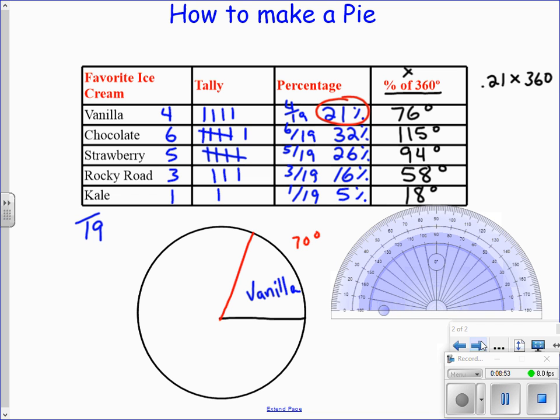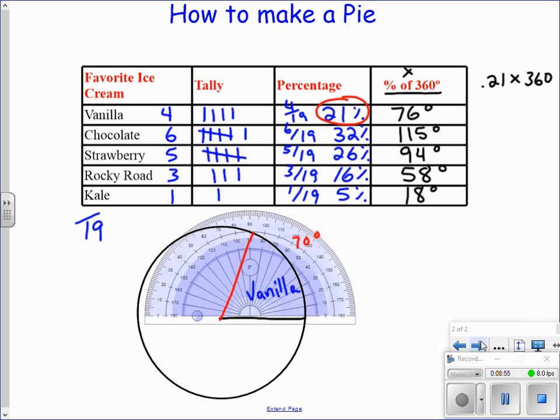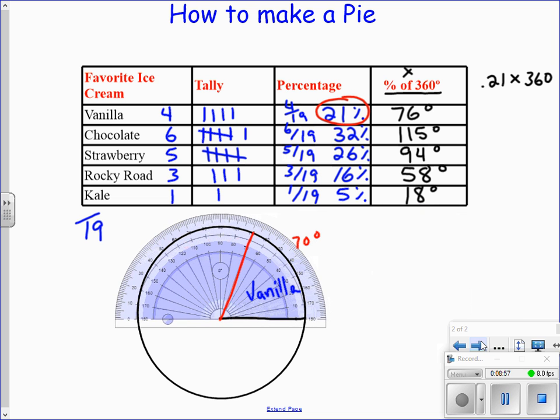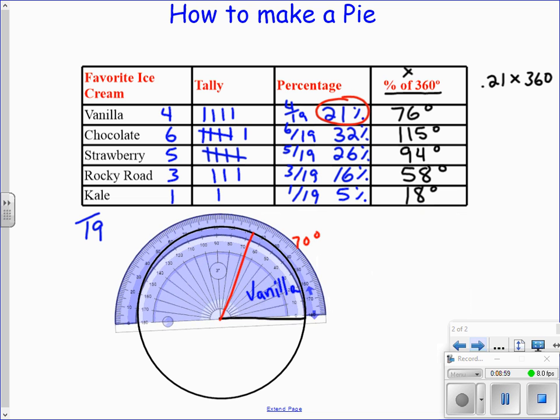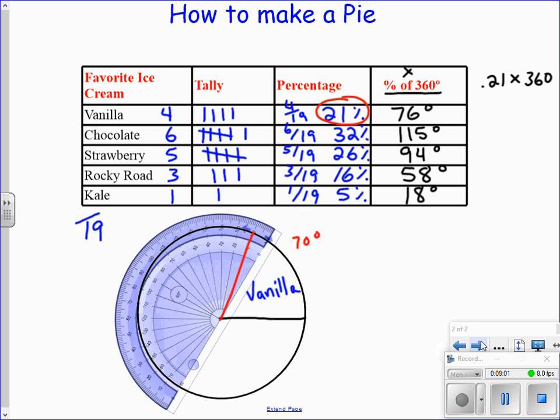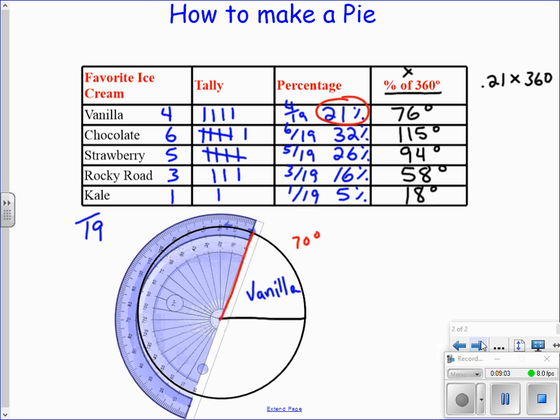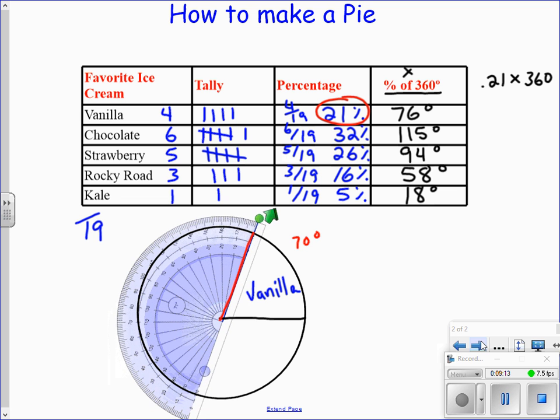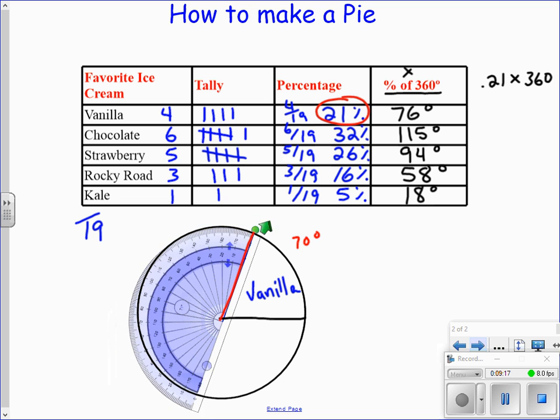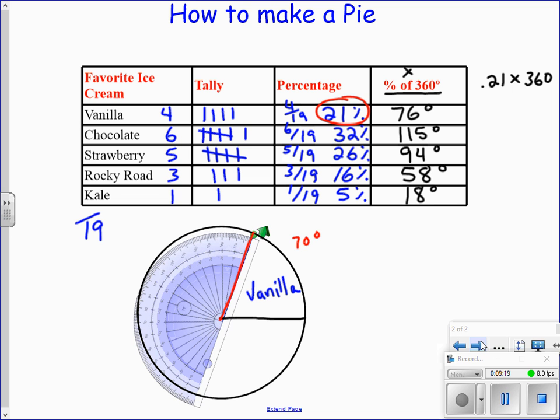Okay, next I'm going to move my protractor back. I'm going to turn it, if I can, and I'm going to use the red line that I just made as my new 0. And maybe I should shrink this down a bit if I can. I don't know if I can. I thought I could, but I can't. Oh, there we go. Make it a little bit smaller.